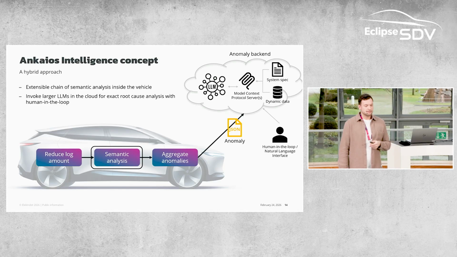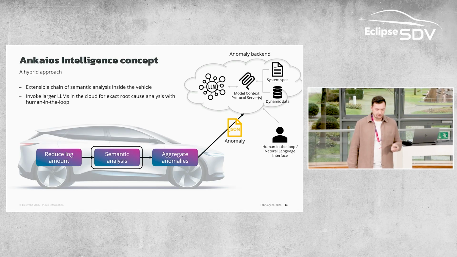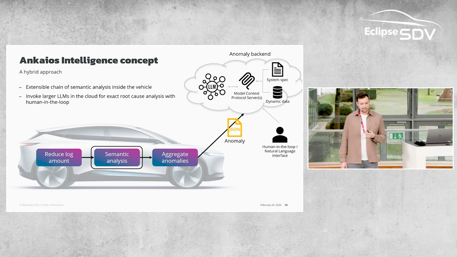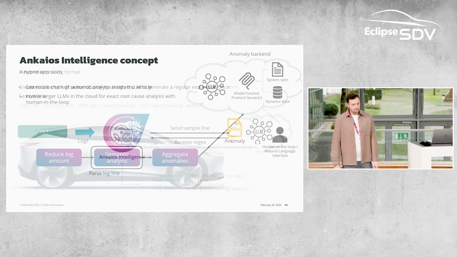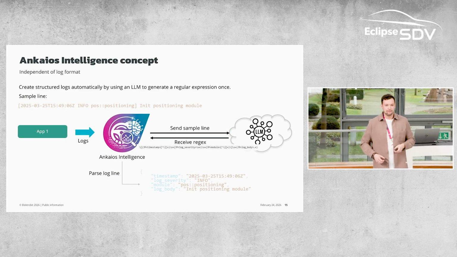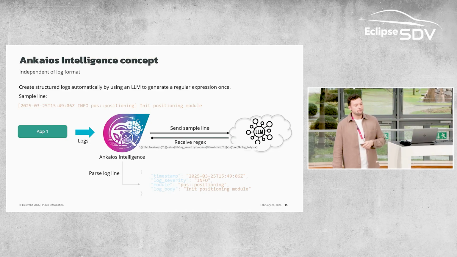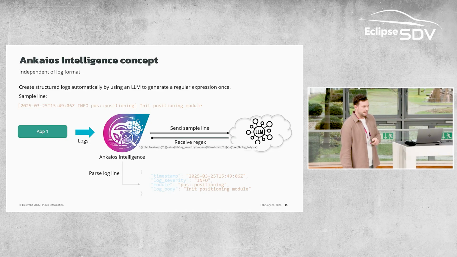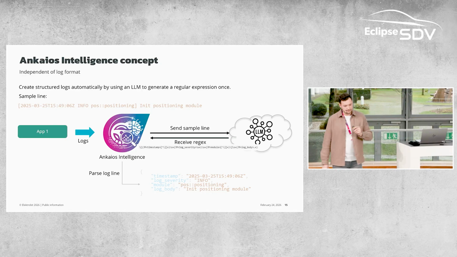And let's focus on some example of semantic analysis chain inside the vehicle, so how to detect those anomalies first. And before doing that, I want to catch up something from the beginning. We want to be somehow independent of the log format. And here is one concept how to do that.